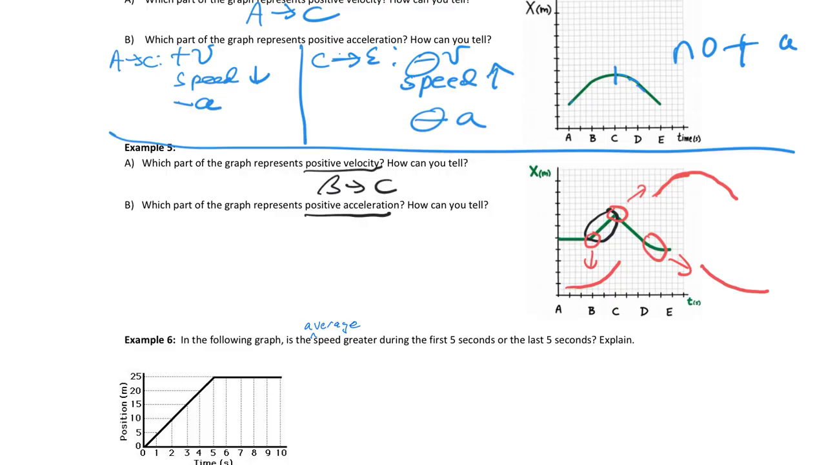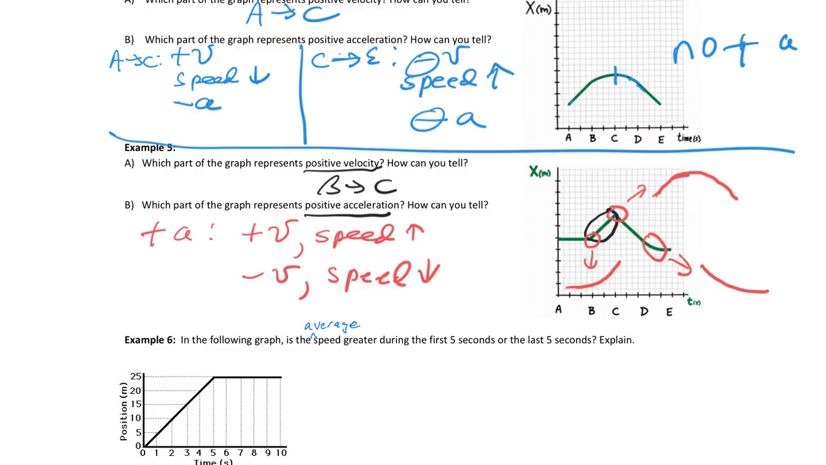How can you have positive acceleration? Positive acceleration will occur when you have positive velocity and the speed is increasing, or when you have negative velocity and the speed is decreasing. Those are two cases where you'd have positive acceleration.